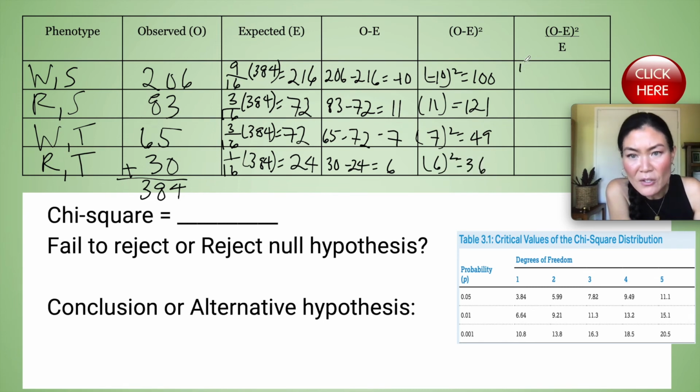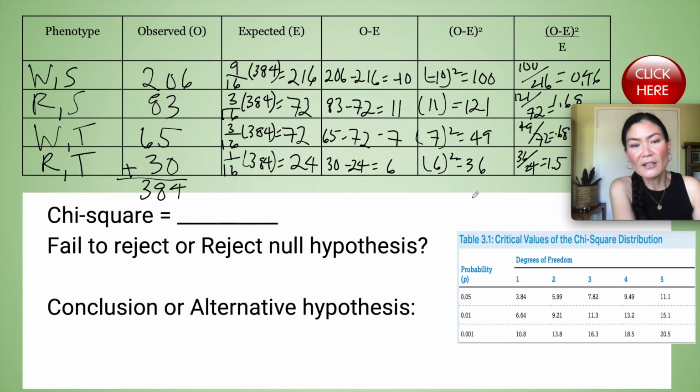Okay, and then you take these values and divide them by the expected, 216. And that gives me 0.46. 121 divided by the expected 72 is 1.68. And then here is 49 divided by 72. That gives me 0.68. And then, sorry, I feel like this part of the video is going to be pretty boring. 36 divided by the expected 24 is 1.5.